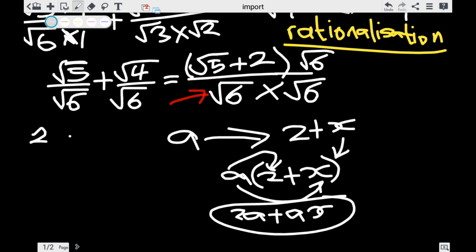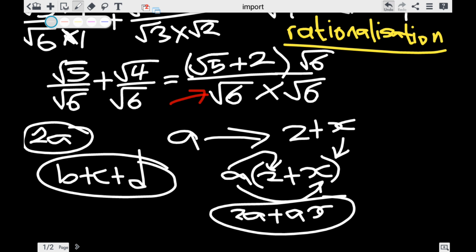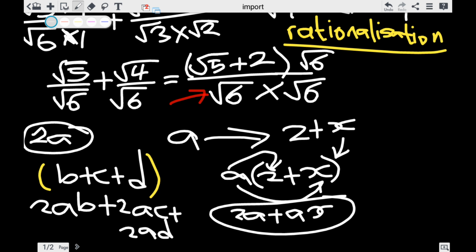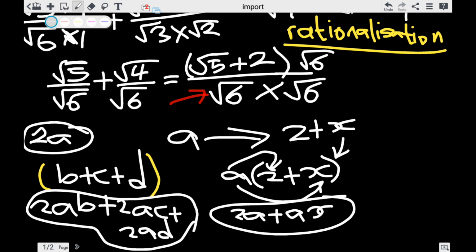For example, let's say I'm going to multiply this 2A by b plus c plus d. How should we multiply this single term by these three terms? You want to enclose these three terms inside the bracket first, then you'll be able to multiply that 2A to this b, c, and d. So now it will give you 2ab plus 2ac plus 2ad. So this is the answer if you put them inside the bracket.